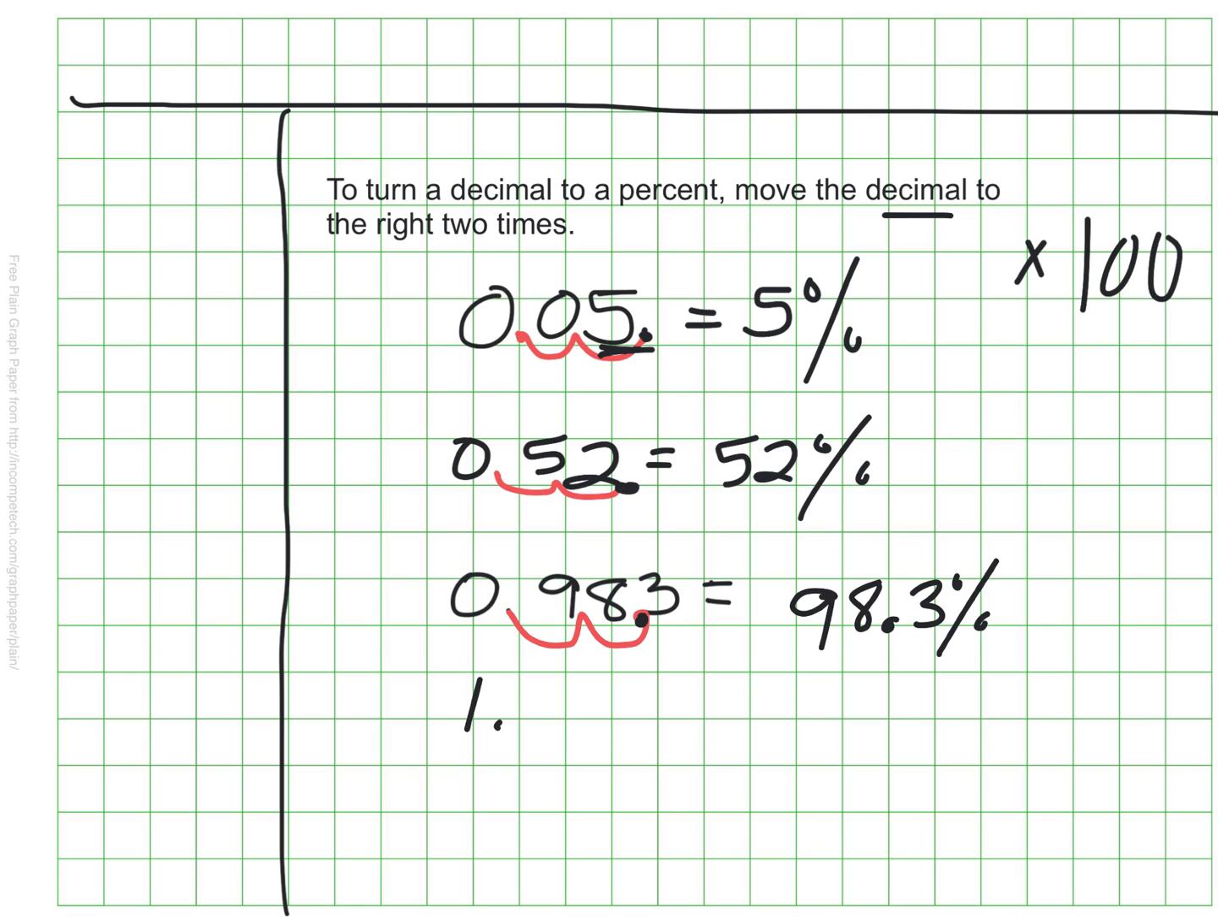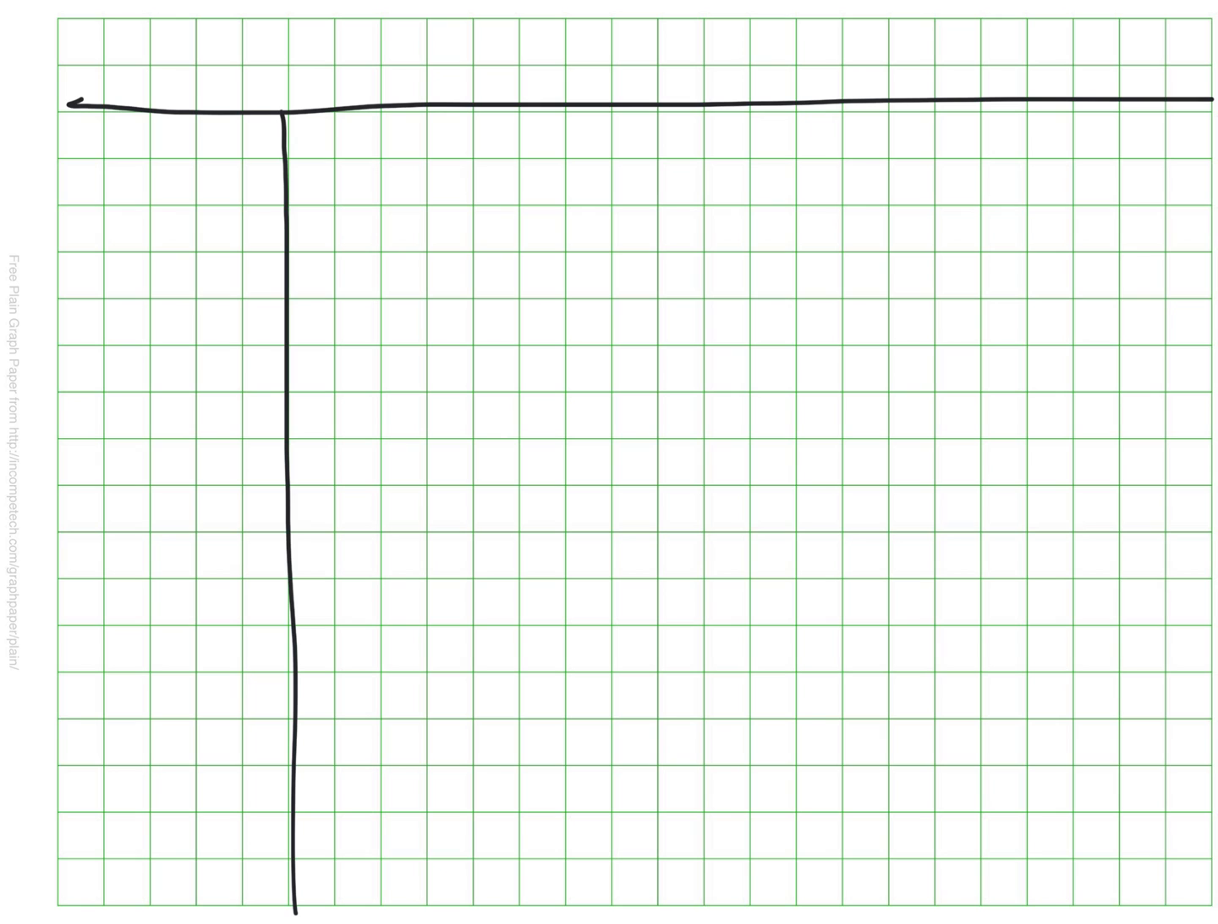So if I have 1 and 64 hundredths, and I do my same process to signify multiplying by 100, my decimal lands right there, which makes this 164%, more than 100%. And since we are talking about converting between decimals and percents, we'll make sure we can do it in the opposite direction. So this time, turning a percent into a decimal.